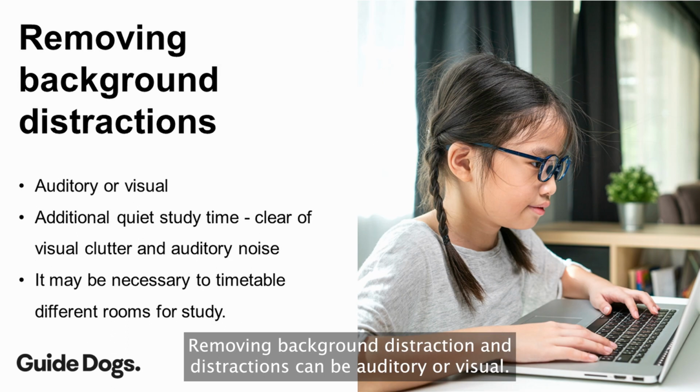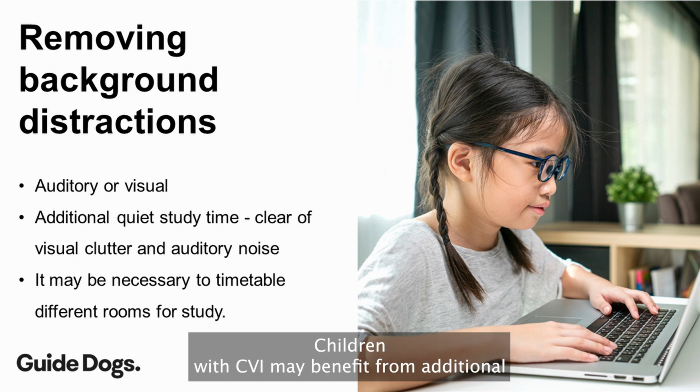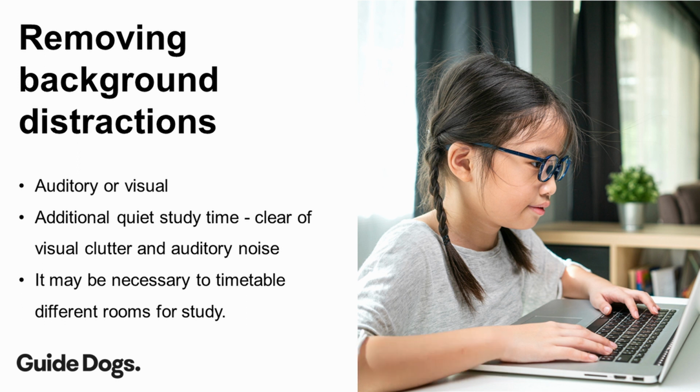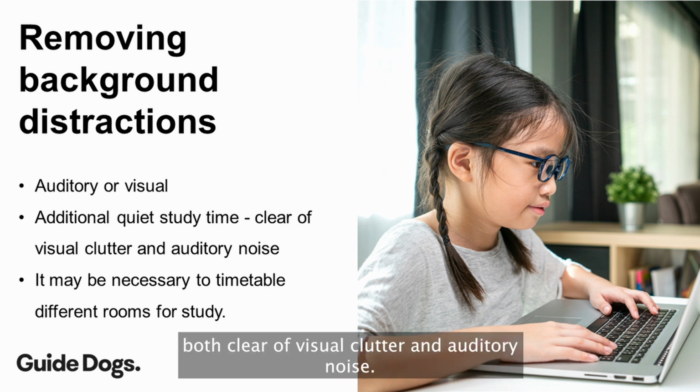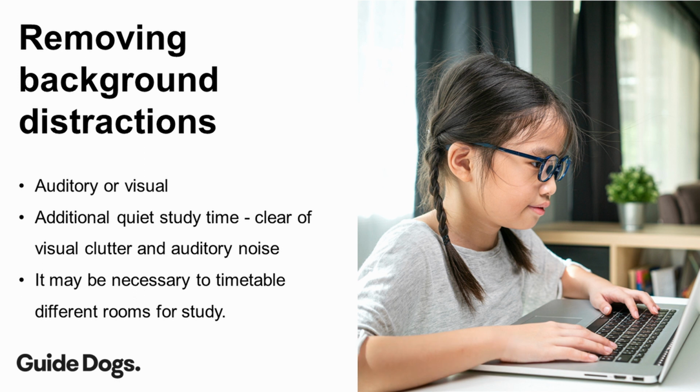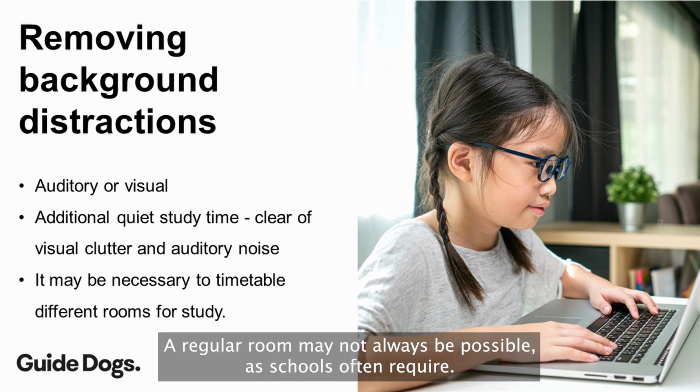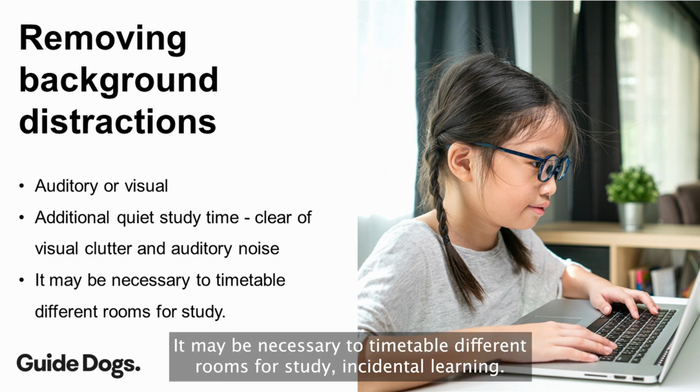Removing background distractions. Distractions can be auditory or visual. Children with CVI may benefit from additional quiet study time in a library or other quiet space. It needs to be both clear of visual clutter and auditory noise. A regular room may not always be possible, as schools often require all their space. It may be necessary to timetable different rooms for study.